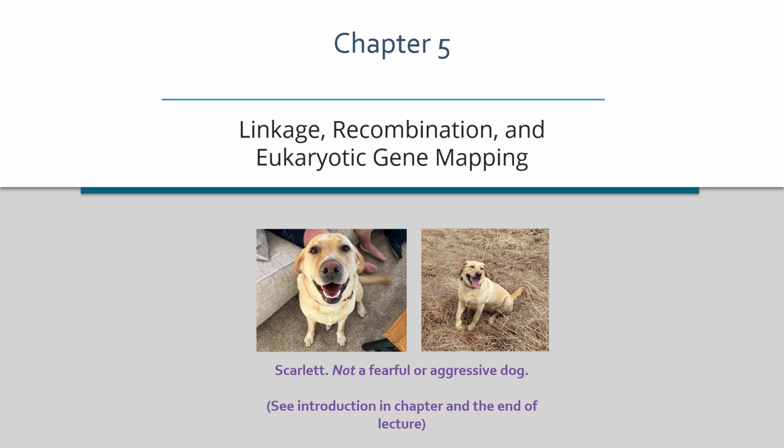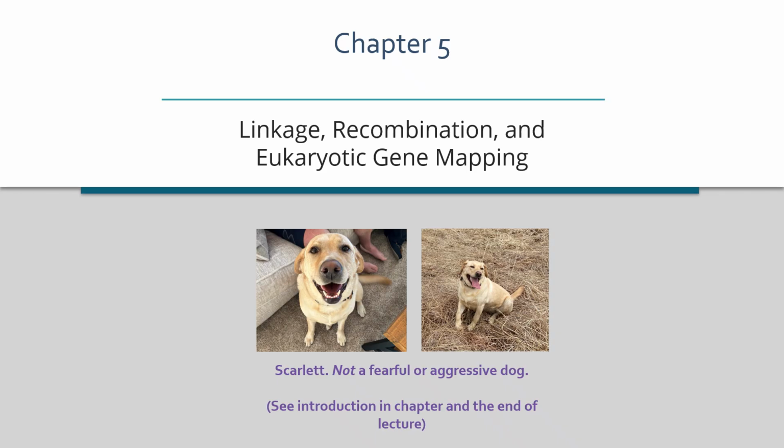Chapter 5 covers the topic of gene linkage and how we can use gene linkage to determine how likely we are to get new combinations of phenotypes, and then also how we can use linkage and recombination to do what we call eukaryotic gene mapping, which is placing genes in specific locations on chromosomes relative to other genes.